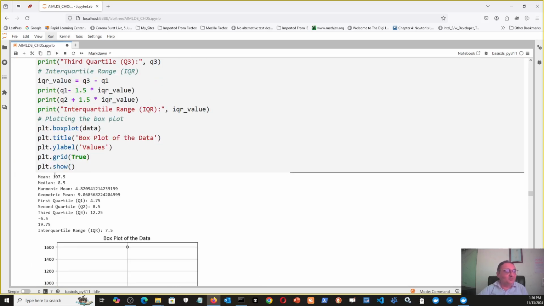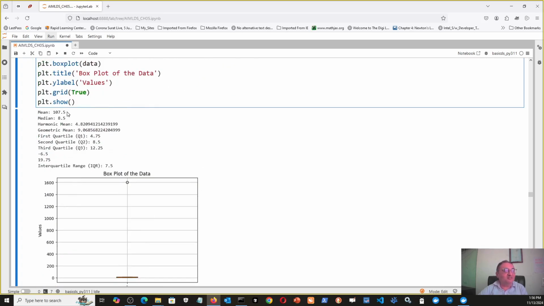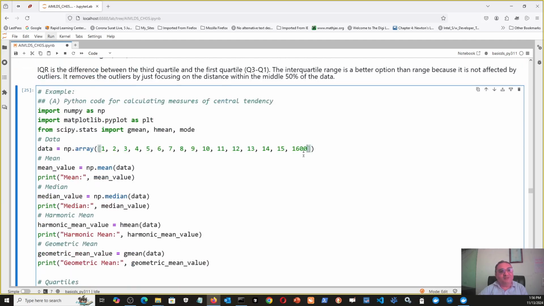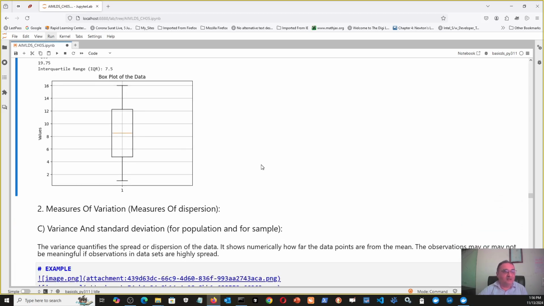It is now 107. That is why the mean is considered a non-reliable measure of central tendency, because it is not robust to outliers. But the median, you see, whether you write 1600 or whatever, more or less remains the same. In this case, it remains exactly the same. So that is why the median is considered to be more robust. Let me make the data exactly as it was originally. Now my mean is again 8.5, and I get a nice box plot without outliers.